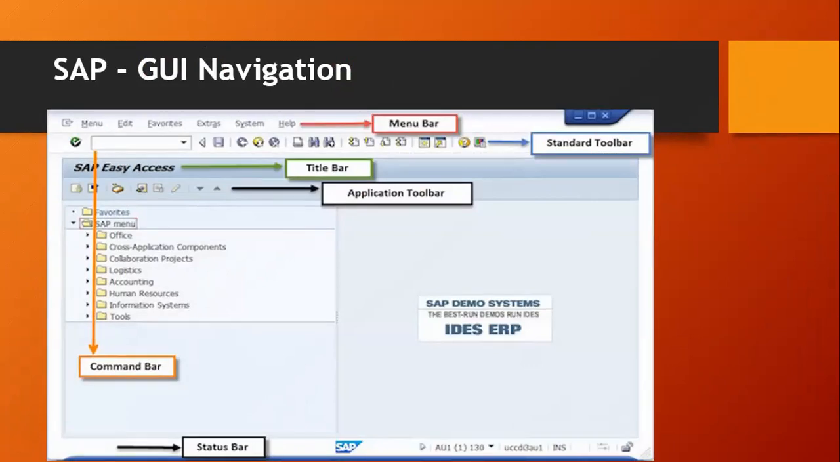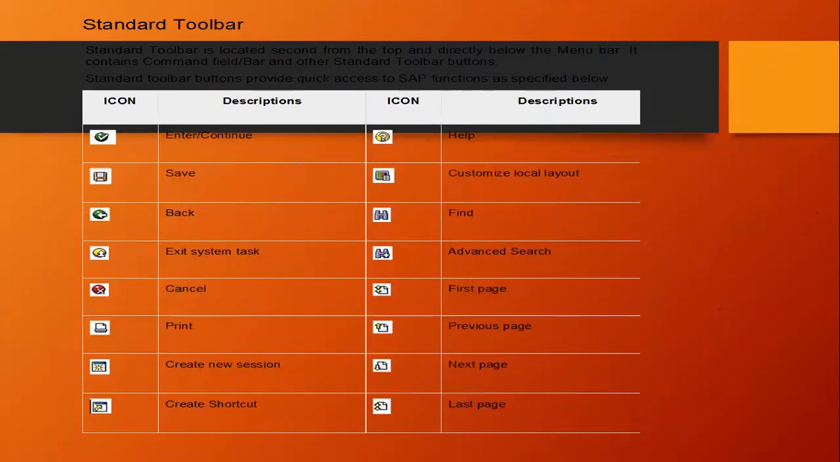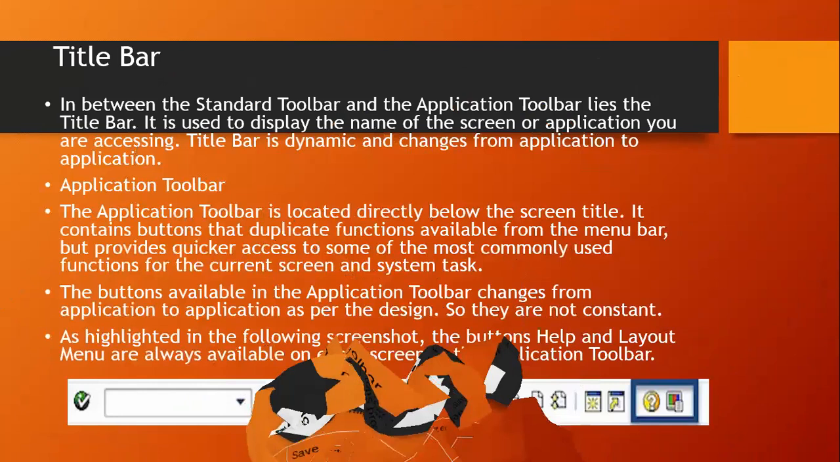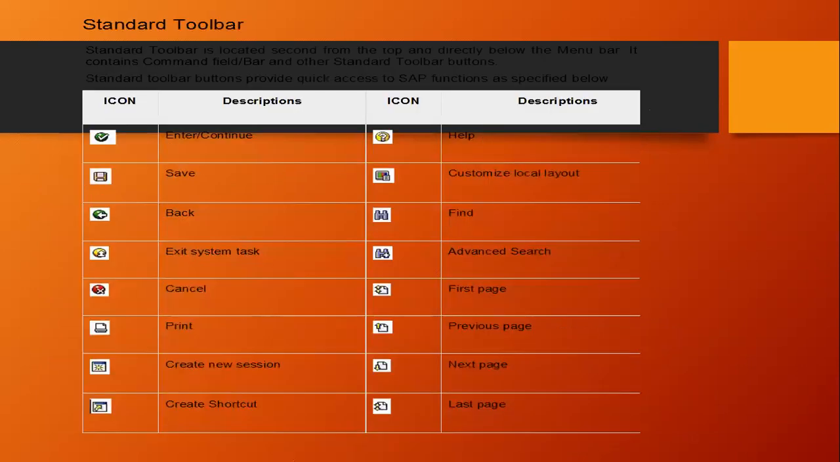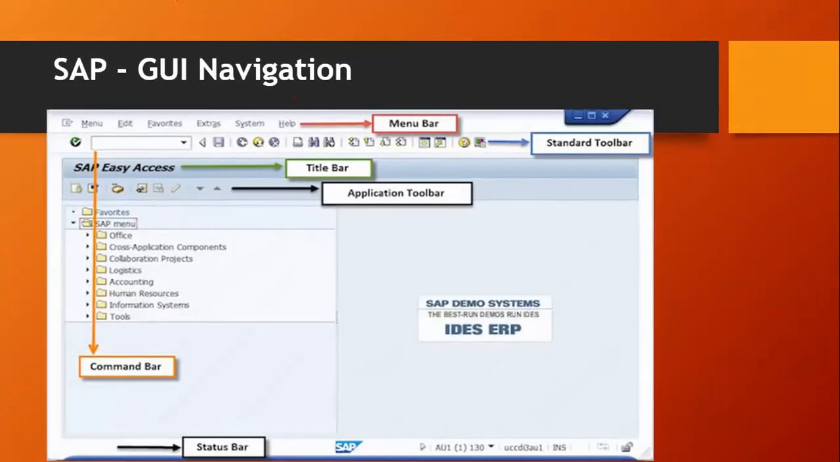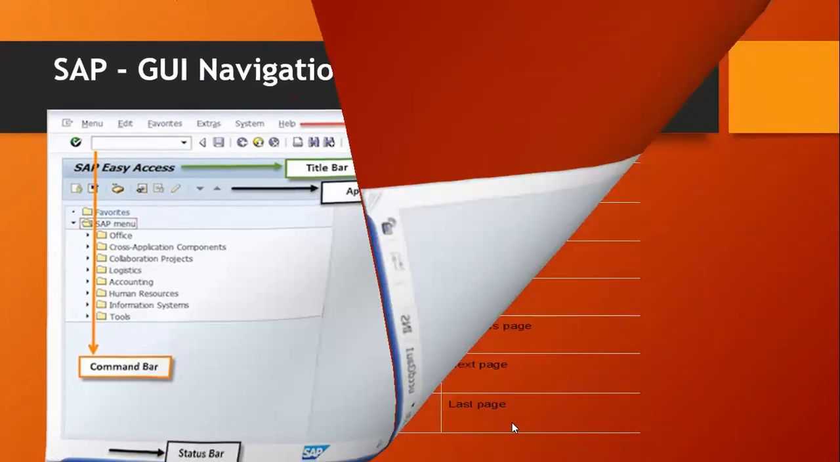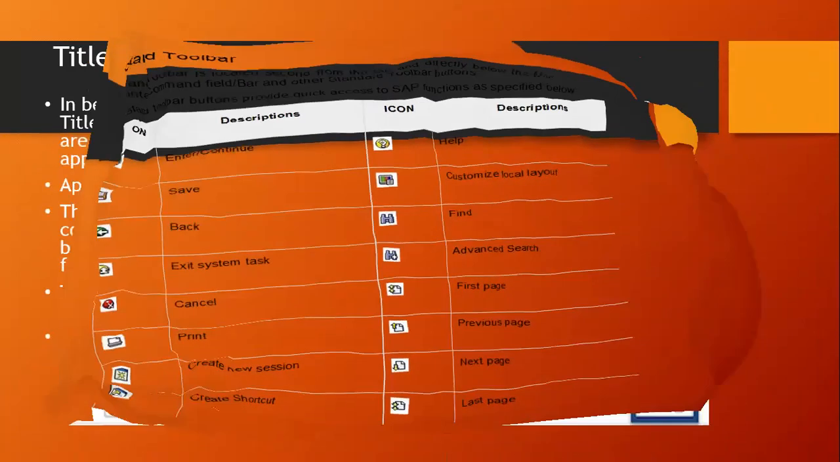Now this is the way this is customized. My title bar is free, but when you have the SAP system, really, you're going to see your title bar. It's in between your standard toolbar and your application bar. It is used to display the name of the screen and the application you're accessing. So this is your title bar. It just shows the name of the application you're accessing and every other option.